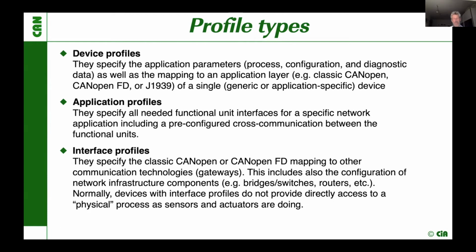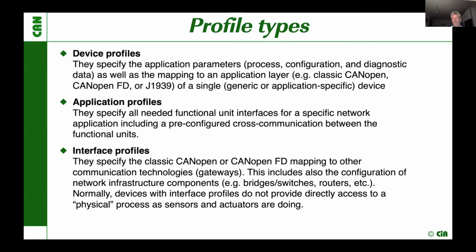Application profiles, in opposite, specify all functional unit interfaces of a specific network application. This includes also a pre-configured cross-communication between the functional units. In device profiles, if you want to have direct communication between different entities, then you need to specify this by means of configuration. Application profiles are for a default, pre-configured behavior.